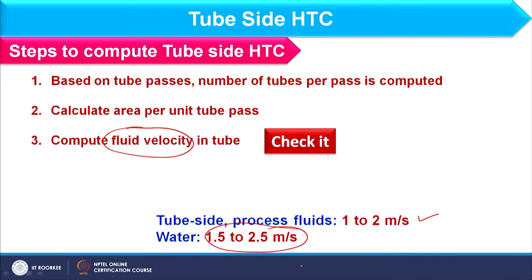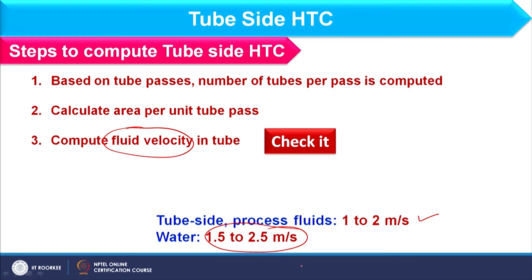So, in that way you can check whether the velocity is falling within the range or not. And if it is not falling within it, you have to change the pass, okay. If it is less than the minimum value of this range, you should increase the pass, otherwise you should decrease the pass, right. Or if some small changes are required, that can be done through a change in tube dimension, okay. But whatever you are changing, just keep in mind what previous parameters are changing, that also you should keep in mind.